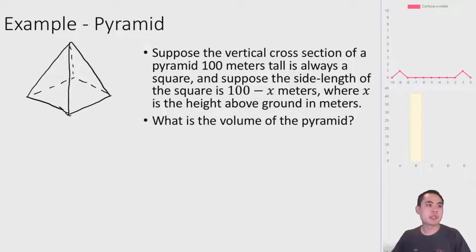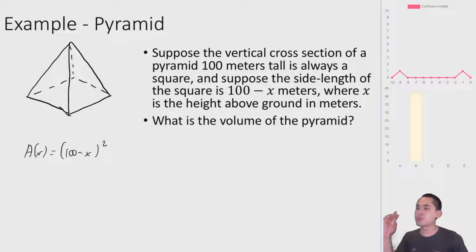Okay, so let's go ahead here. We want to know the volume of a pyramid. Well, this is a little bit trickier, right? Because you need to know what the area of each slice is. But those are just squares, and so all you need to know is the side length of the square. And we know that, which is 100 minus x meters, where x is the height above ground in meters. So that means we have an area function, A(x) is just (100 minus x) squared. There's no pi here because we're not revolving, we just have an actual square.